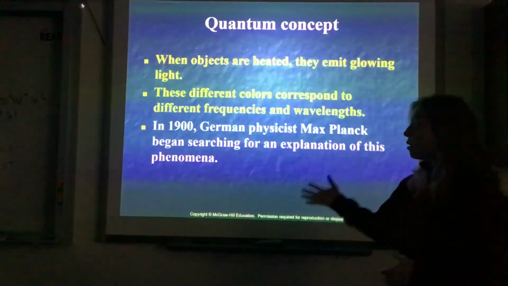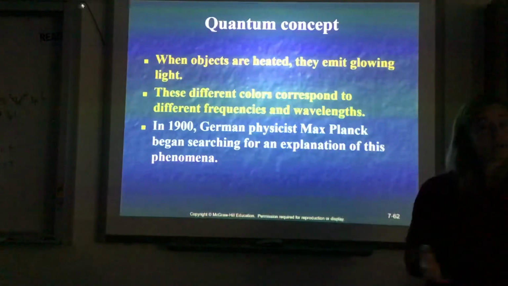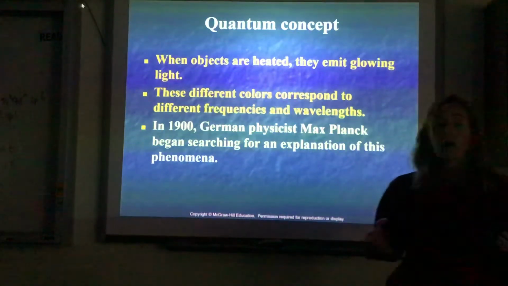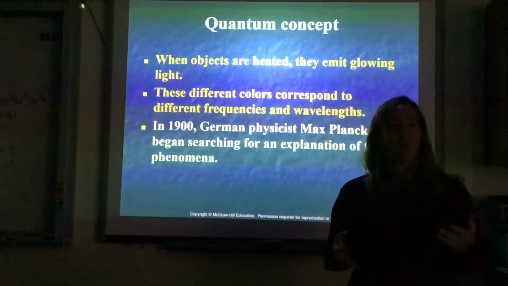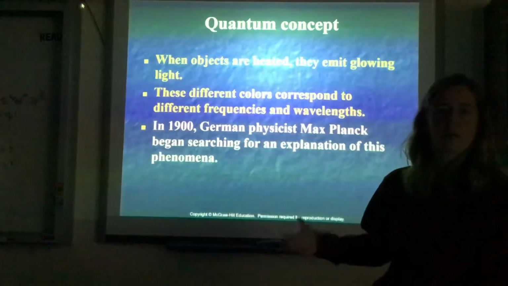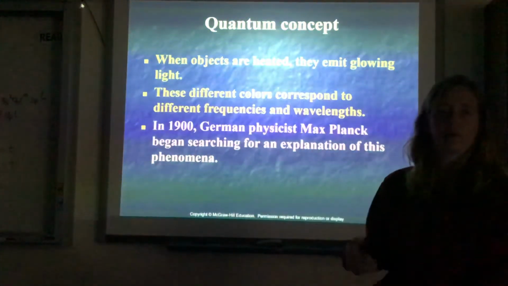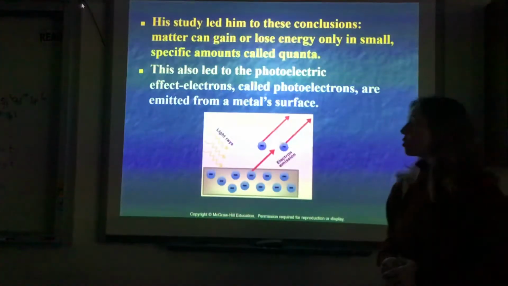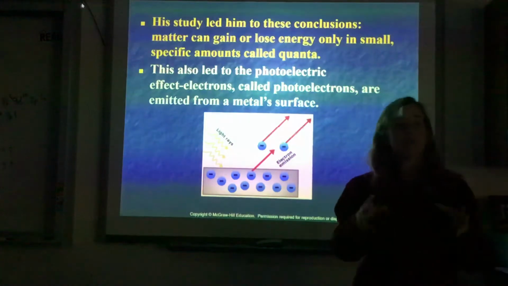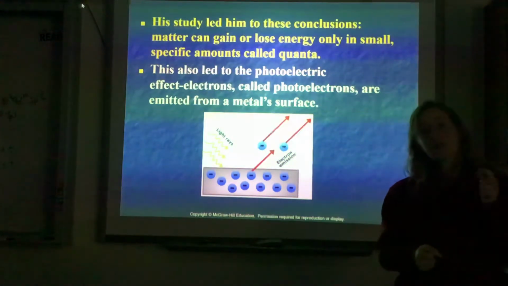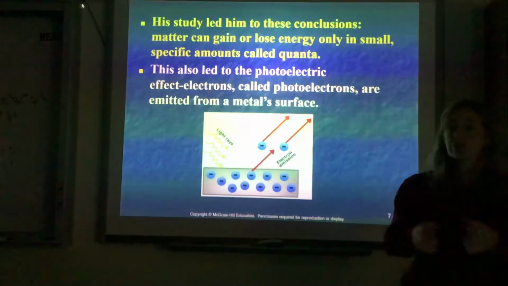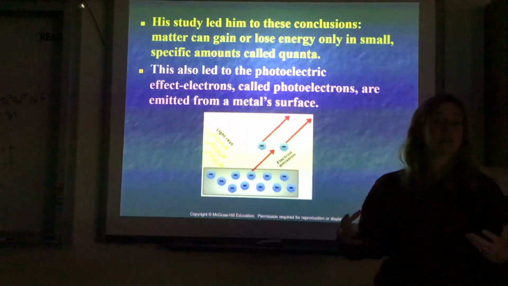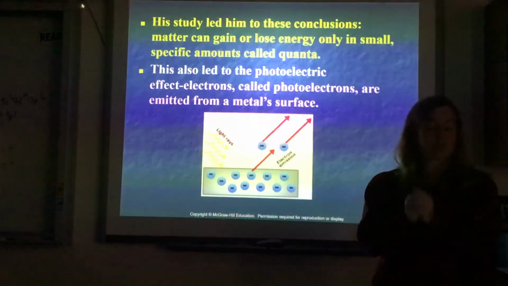In the 1900s, the German physicist Max Planck began searching for an explanation of this phenomenon, okay? Why is this happening when you heat different metals? Why are there different quanta of light being released? So his study led him to these conclusions. Matter can gain or lose energy only in small specific amounts called quanta of energy, these packets of energy, okay?